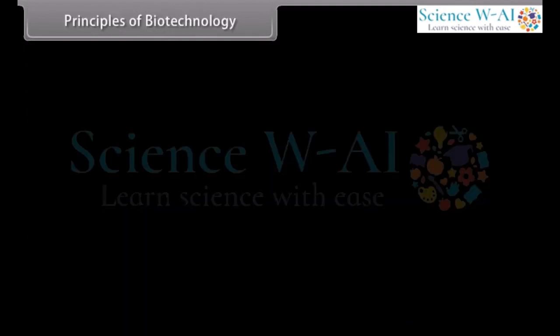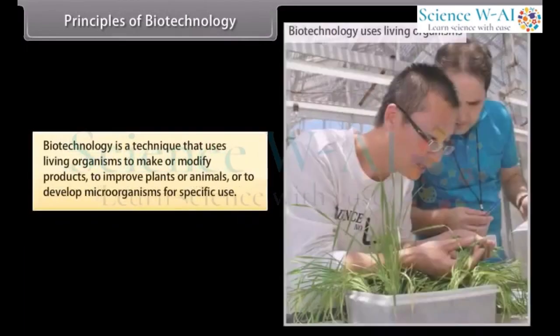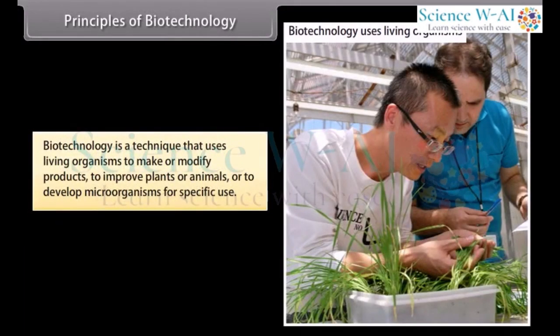Principles of biotechnology. Biotechnology is a technique that uses living organisms to make or modify products to improve plants or animals or to develop microorganisms for a specific use.